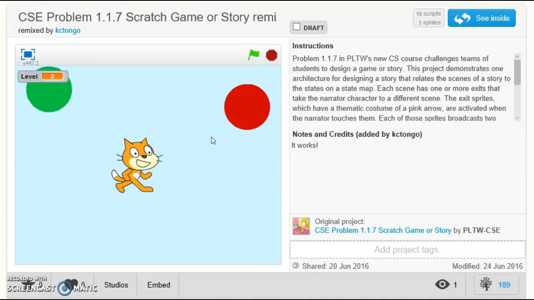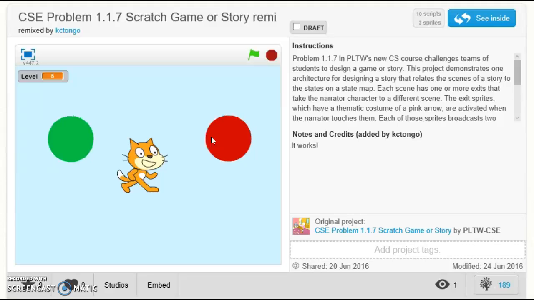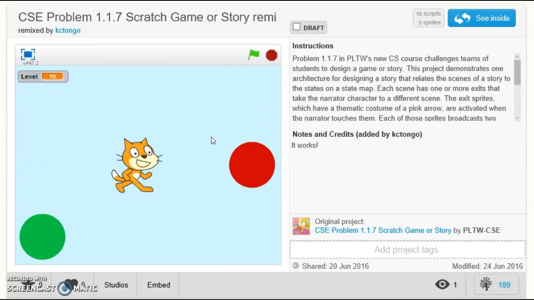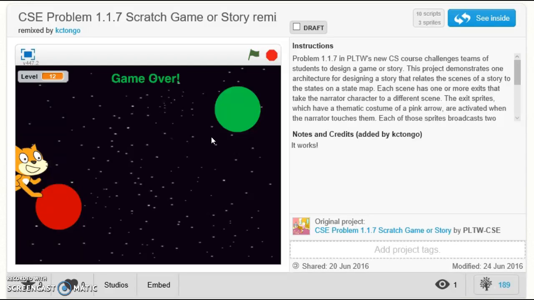At first the balls are moving pretty slowly. They start off at random positions on either side. The green's always on the left, the red's always on the right, but there was level 12.